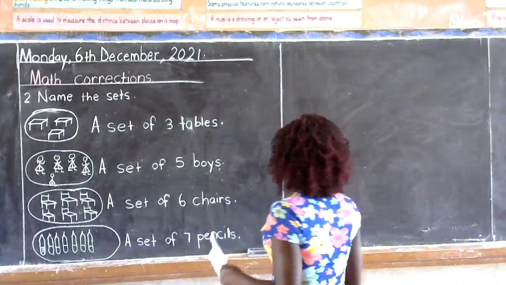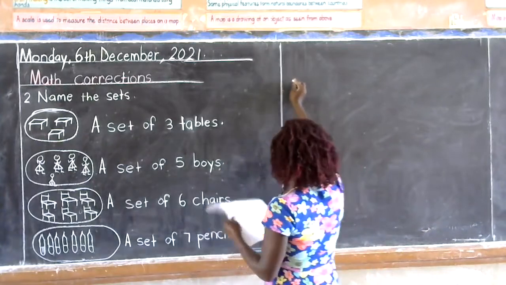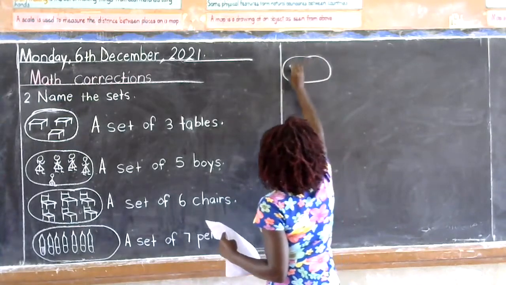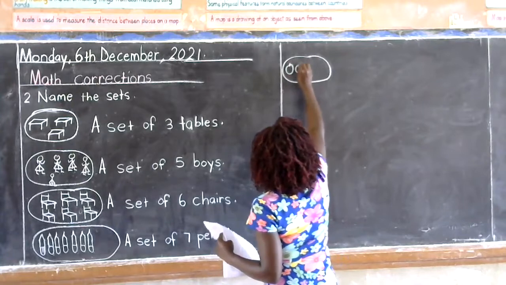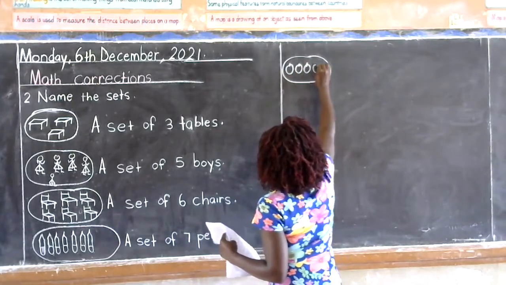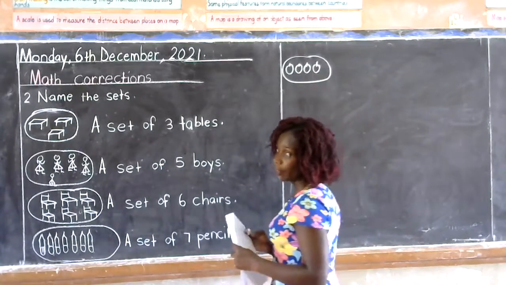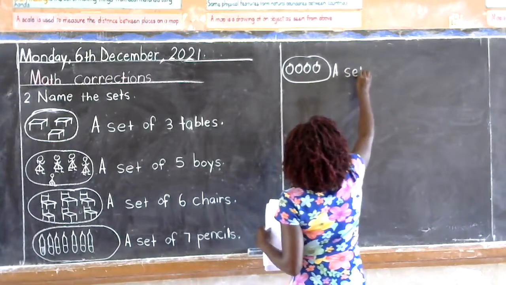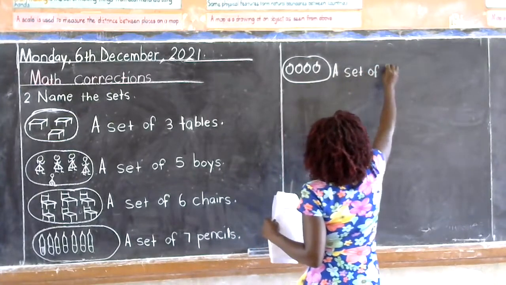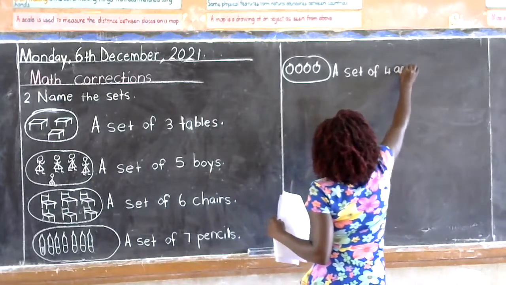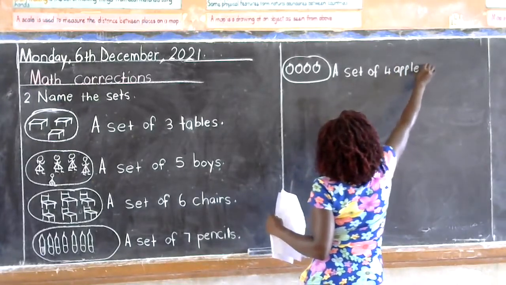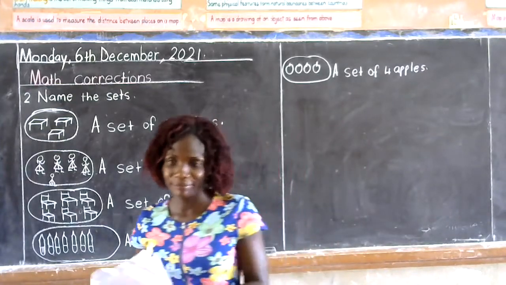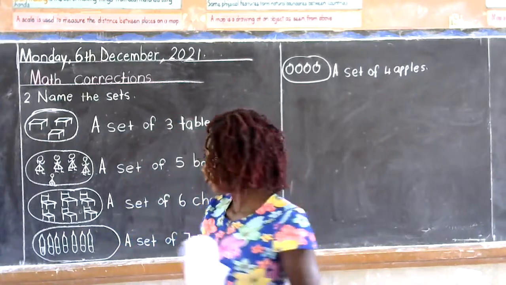We have also the last set. The last set, we had apples. And here you are supposed to answer a set of 4 apples. Okay? Yes, that is how you are supposed to answer. Now we are done with that number.